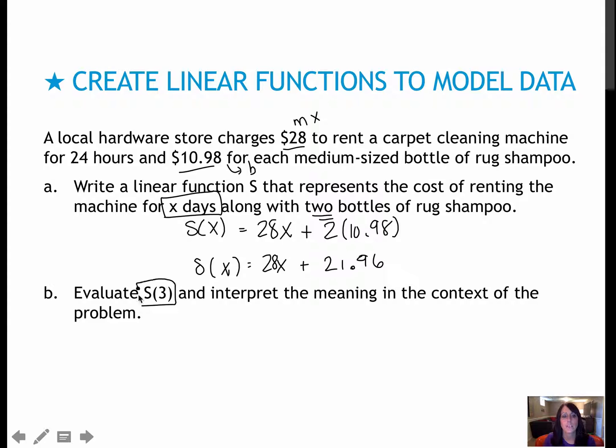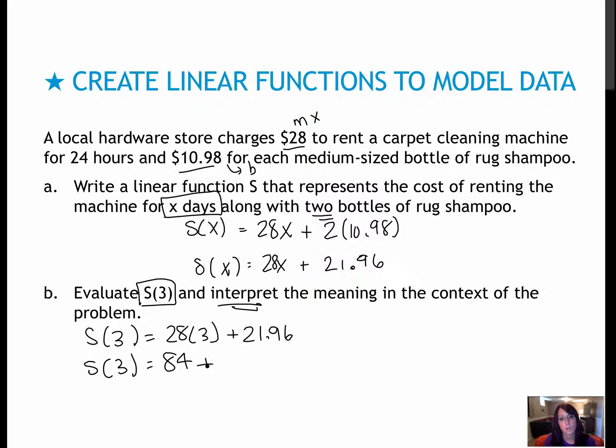Now I'm going to evaluate S of 3 and interpret. So evaluating S of 3, not super difficult. We say S of 3 equals 28 times 3 plus 21.96, which you can use a calculator to help find. So I get S of 3 equals 84 plus 21.96. So S of 3 equals 105.96. Now, it's not important for me to label it down here because I'm going to write my sentence. It says evaluate S of 3 and interpret the meaning in the context of the problem.